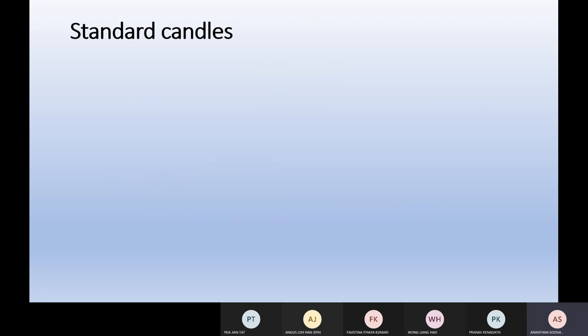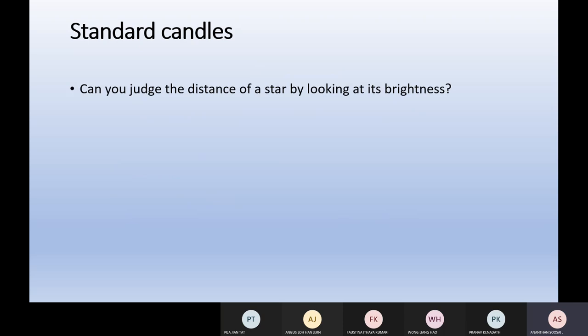So first we talk about standard candles. What is meant by standard candles? First is the question: can we find the distance of a star just by looking at its brightness? Actually yes, but you need some other information. If it's very bright, what do you think, closer or further? Of course, it's closer, right? But with one assumption: if you have two stars, one very bright and the other less bright, which one is further? You might predict the less bright star is further, right?